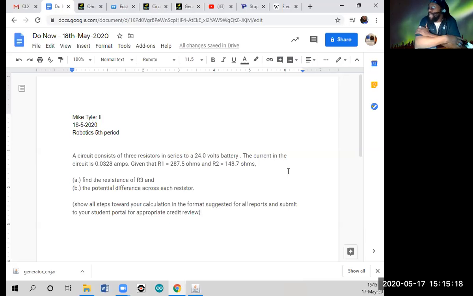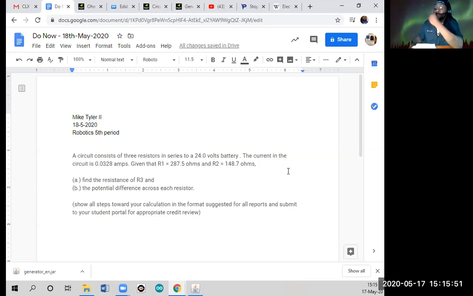So the current in the circuit is 0.0328 amps, as in amperes, given that R1 is equal to 287.5 ohms and R2 is equal to 148.7 ohms. Part A, it's part one. I separated it because the problem that I pulled from my archives was all together as one. So for A, to help you focus, find the resistance of R3, and I let you know there's a part two, right? B, the potential difference across each resistor.